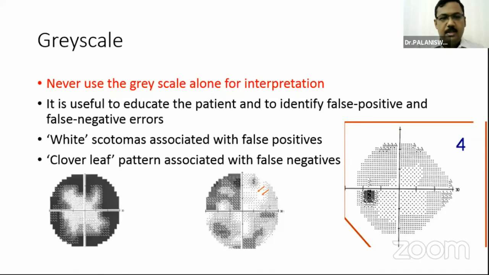False negative is when the patient was initially attentive, and as the test progressed, he became inattentive. So you have a typical clover leaf pattern. White scotomas are seen in false positives. The patient has given a response when there was probably no stimulus.